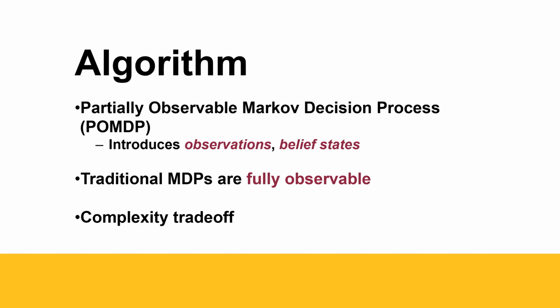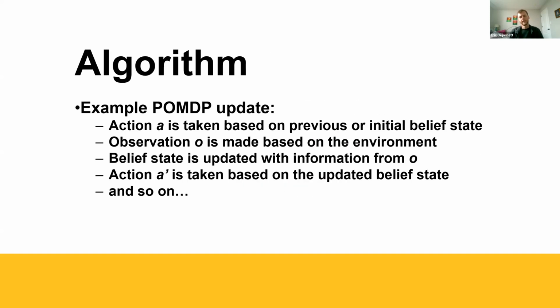Okay, yeah. So that's observations and belief states. That actually was going to be my next thing I explain anyway. So compared to an MDP, there's a complexity trade-off, because you're adding more stuff. It's more complicated, which is to be expected, but it's worth noting. Now, for example, I'm just going to run through a POMDP update so you get the idea of how it progresses and how it thinks, really.